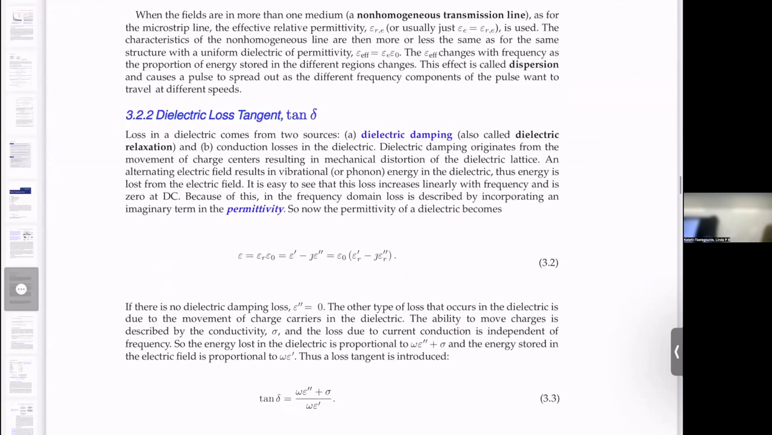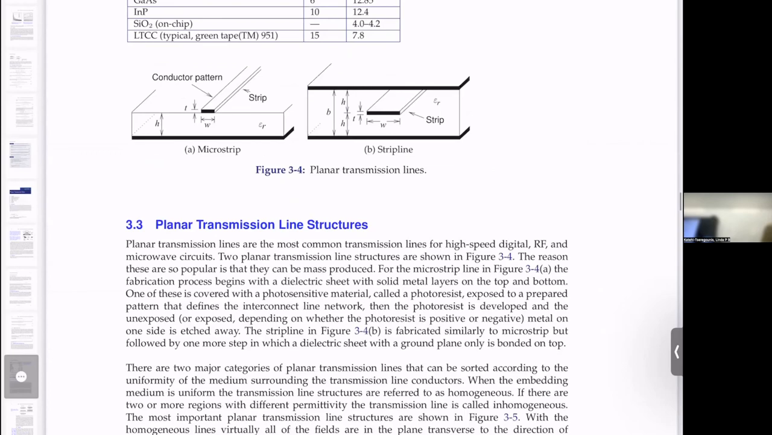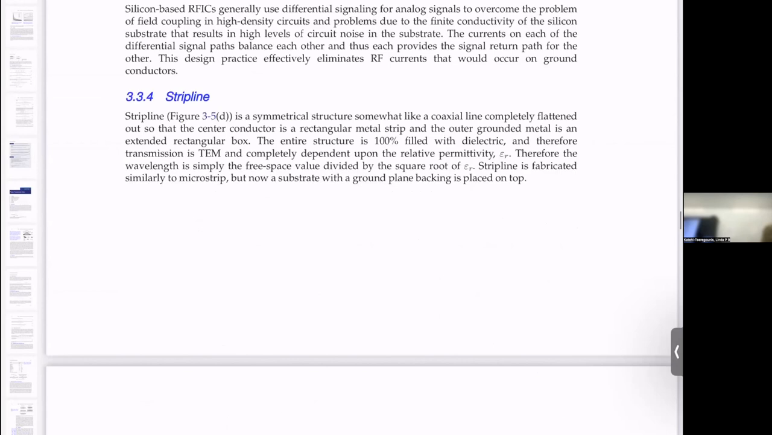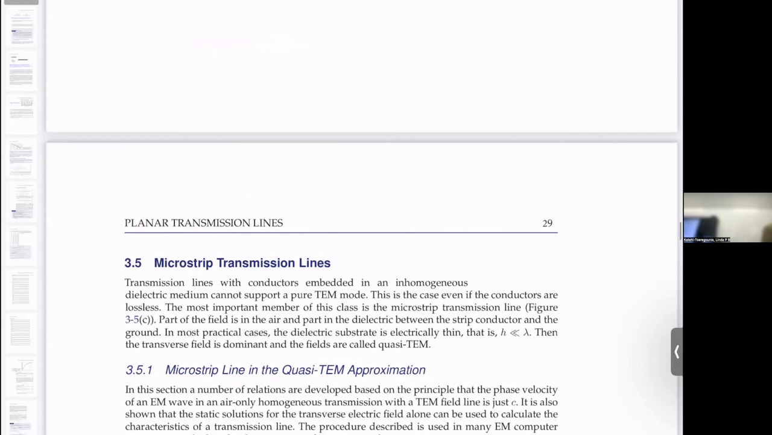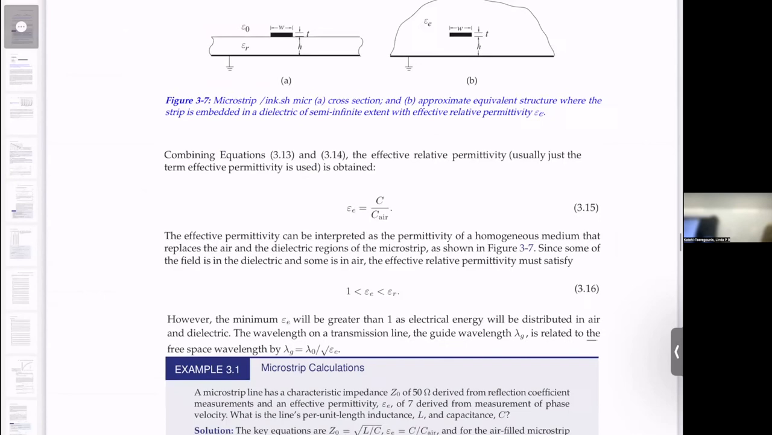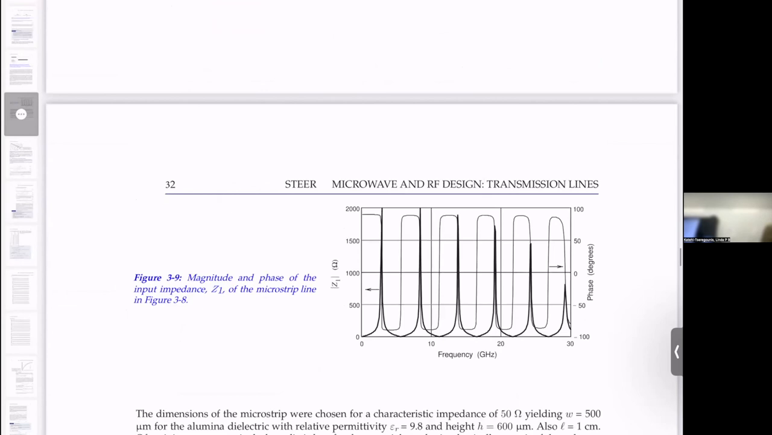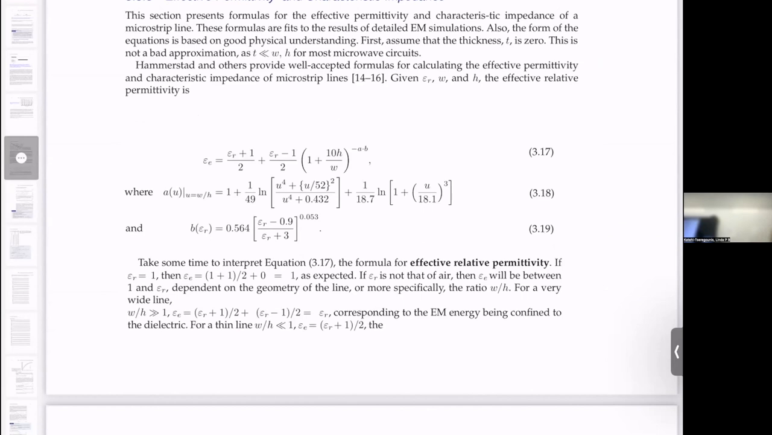But here is what I would like to say. We will read that on transmission lines, planar transmission line structures. This is what we covered, the microstrip, all right? Forget about coplanar waveguide and so forth. I will make you a list of the sections you have to read, but I would like to take your attention to where you get the formulas. If you go down here, these are the formulas that I have for effective permittivity and characteristic impedance in my notes.